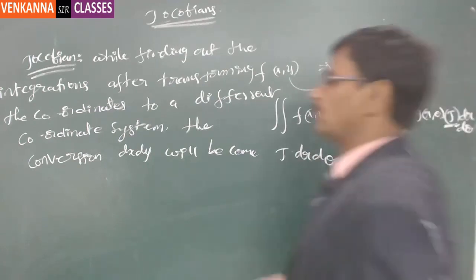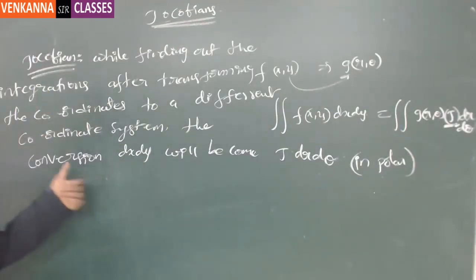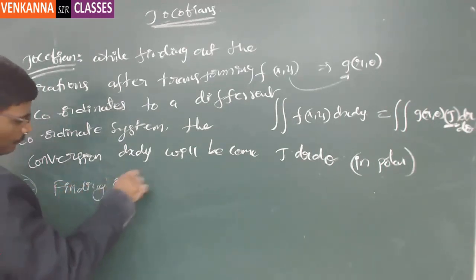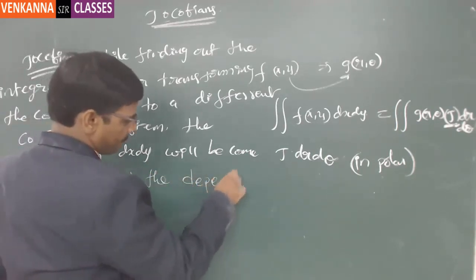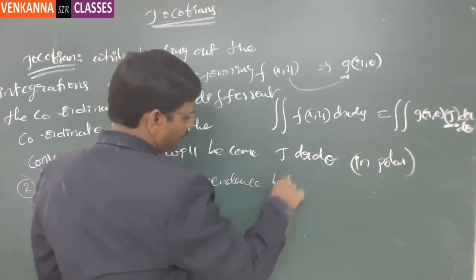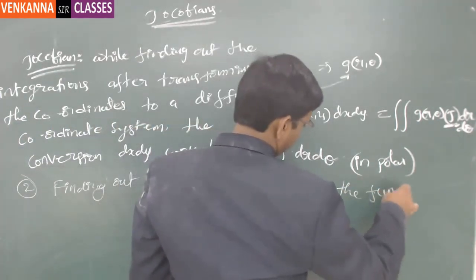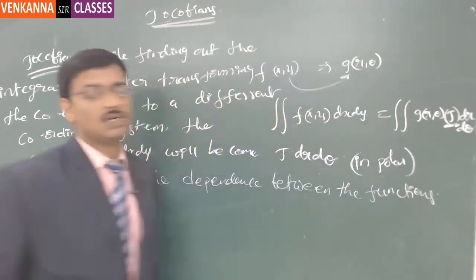This Jacobian has to be calculated with the help of partial differentiation. This is one of the applications of Jacobian. And another application of Jacobian is finding the linear dependence between the functions. So these are the two important applications of Jacobian.